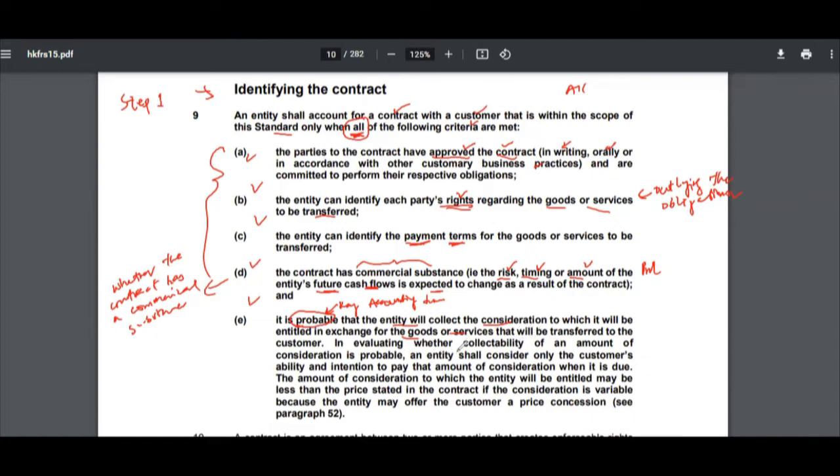So how do you define this? The standard has explained here how, in evaluating whether collectability of an amount of consideration is probable, right? So they have defined whether it's probable or not.